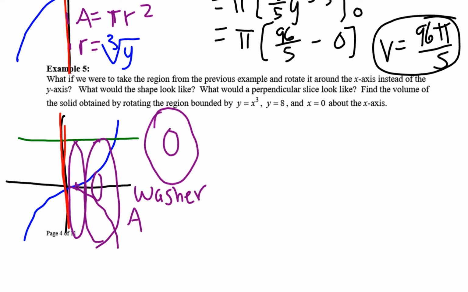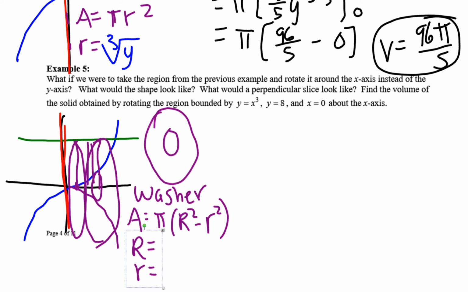So to get the area of this, it's pi times the big R squared minus the little r squared. So we have something a little different to do here. We have to identify the big R, and we need to identify the little r. So the big R is going to be, every single time, no matter what, that 8 minus 0, or just 8. Little r, where the hole is, is just right here. All right, little r then is going to be x cubed minus 0.